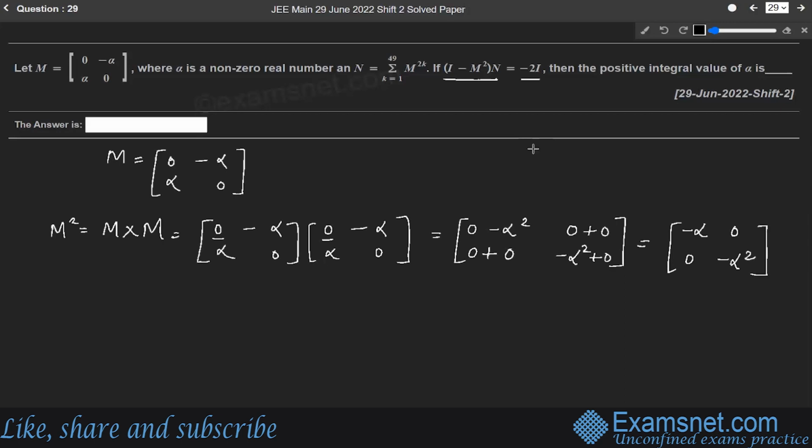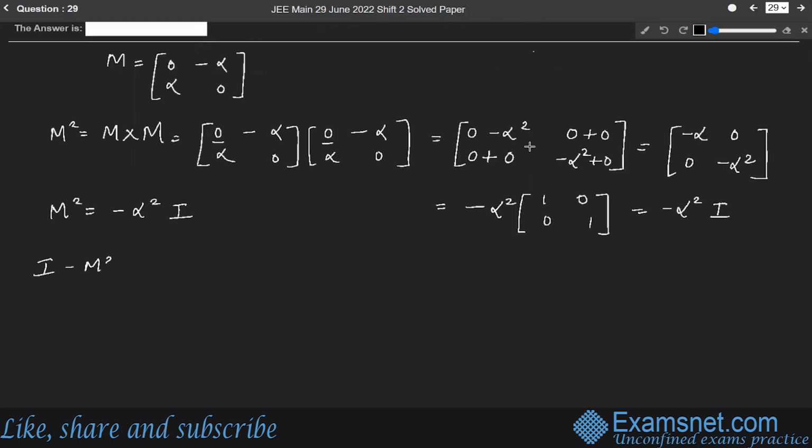You can see that minus alpha square is common here. Okay. So when we take it common from the given matrix, then the remaining terms in the matrix will be 1, 0, 0 and 1. Now what is 1, 0, 0, 1? It is an identity matrix, right? Which is denoted by I. So its value will be minus alpha square into I. Therefore, we can say that M square is equal to minus alpha square into I. All right. Now we have to calculate the value of I minus M square into N. Okay. So let us calculate the value.